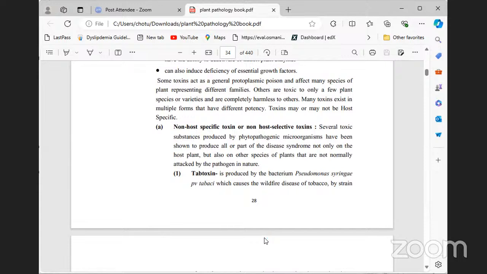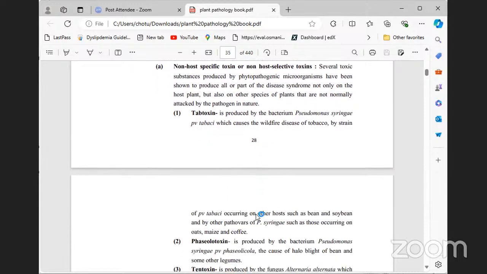The first one is non-host specific toxins, or another name, non-host selective toxins. Several toxic substances produced by pathogenic microorganisms have been shown to produce all parts of the disease syndrome, not only on the host plant but also on other species of plants that are not normally attacked by the pathogen in nature.